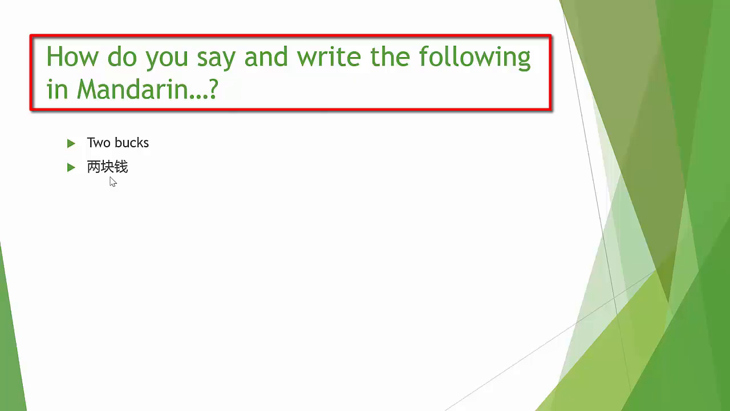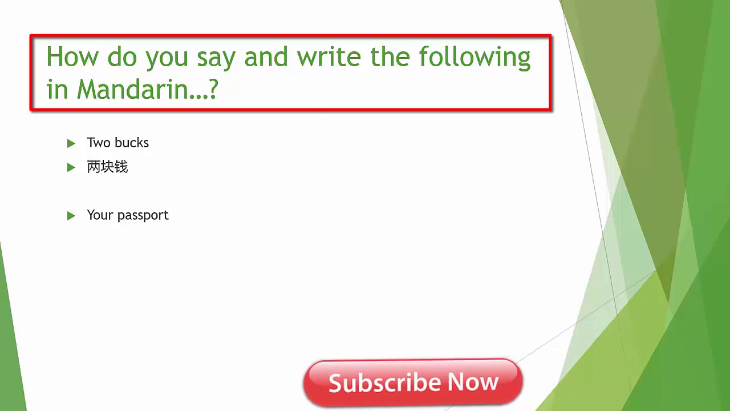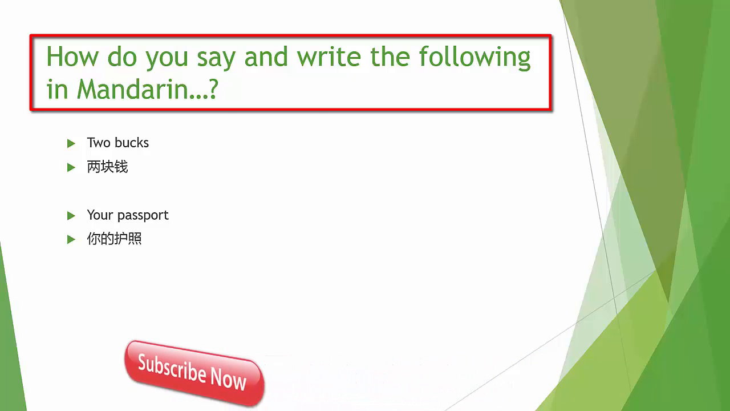The next one, your passport. How do you say and write it in Mandarin? It is 你的护照. So this is a way of using the possession word 的. 你的 is yours. If you want to say your passport, it is 你的护照.